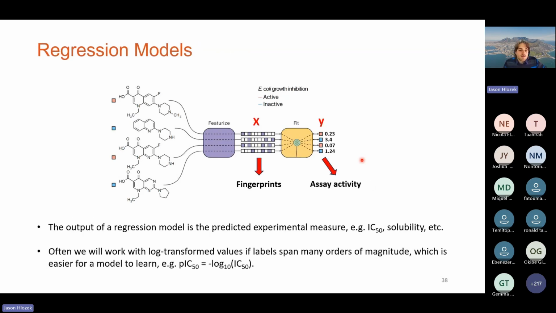However, compare this to a regression model. Same process. I've got my molecules. They've got a label, which is now a continuous value. I featurize my molecules as usual, and I ask my machine learning algorithm to learn how to go from this numerical representation to an actual continuous value. So is it 0.2 micromolar or 3.4 micromolar, etc. And here we often actually work in pIC50 values with the log transformation, which tends to be more informative for a model. And again, we'll talk about this tomorrow.